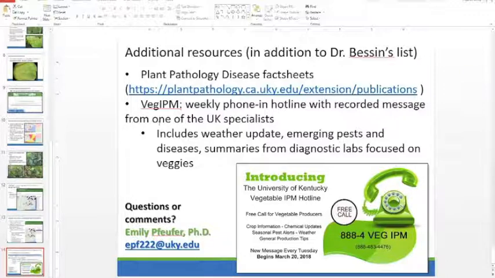is the Veg IPM phone-in hotline. And so this is a phone-in hotline. It's not a live call to a specialist, but what it is a 5-minute message that one of the vegetable specialists has put together for that week. And so the goal behind this is to disseminate it, particularly to folks that aren't using the internet for communications.